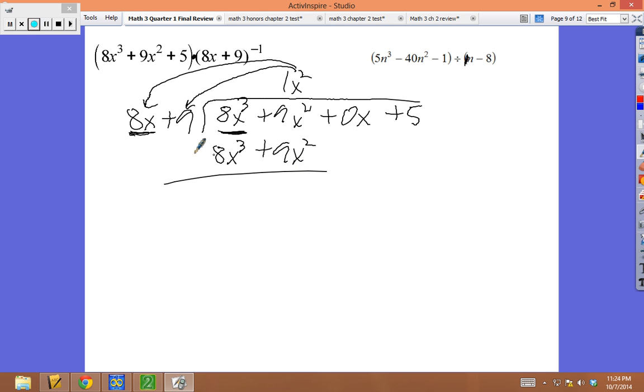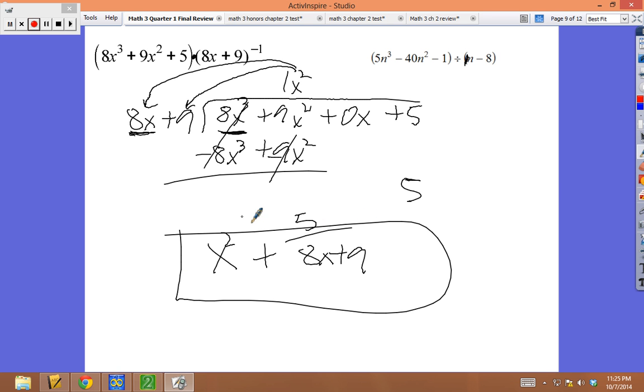Okay, now your next move, you got to subtract. So change the sign, 8x cubed minus 8x cubed, that's nothing, that's 0. But then this guy right here is also 0. And bring down 0. I think we're done. This is it. That's got to be my remainder, because 8 x's times what will give you 5? Nothing. So my answer is going to be x squared plus your remainder of 5 over 8x plus 9.